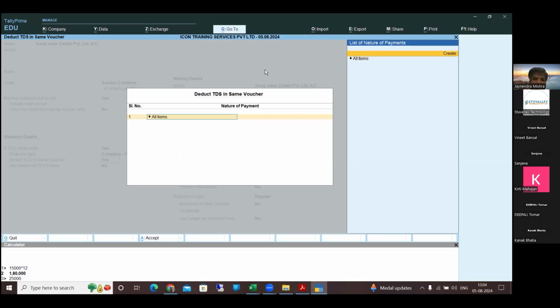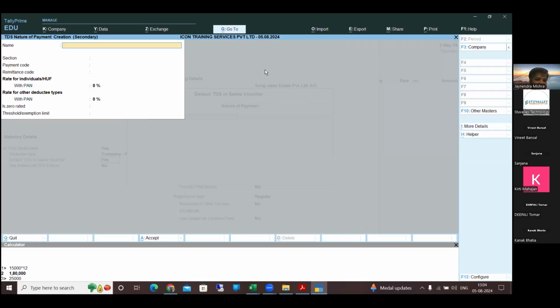Create the section. Under which section, friends? Section number 194, and I give the name TDS on rent. What is the section? 194I. Friends, payment code: remove the 1 from 194I. If we remove 1, then what is left, friends? 94I.